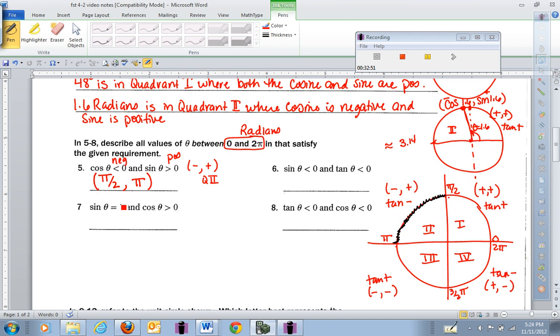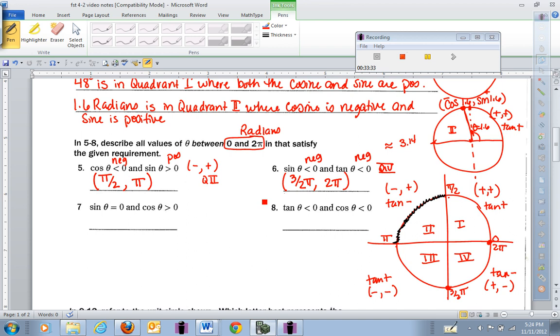Okay, let's try number 6. This is saying where is sine negative and tangent negative? Where is sine negative and tangent negative? Well, sine and tangent are negative in quadrant number 4. Quadrant 4 starts here and ends here, doesn't it? Okay? So it starts at 3/2 pi. When you're on these endpoints, you're not really in any of the quadrants. It's just past 3/2 pi, and it ends at 2 pi. And again, we have parentheses.